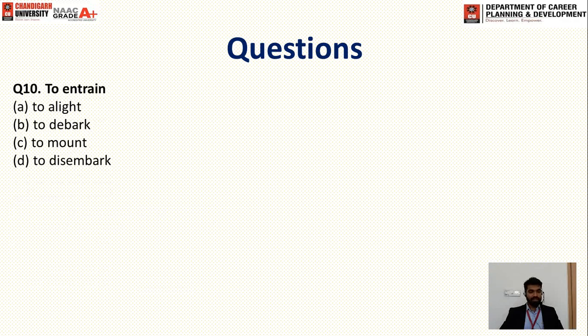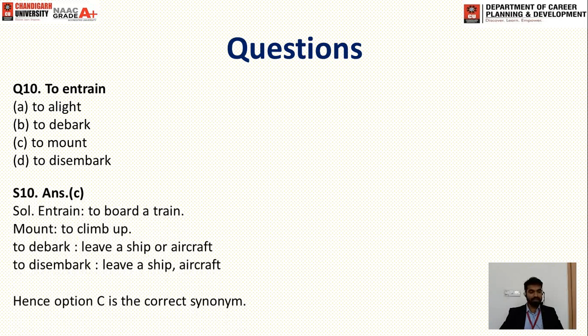Question number 10 is entrain. The options are to alight, to debark, to mount, to disembark. The correct answer is option C, to mount. Entrain is to board a train, mount is to climb up. Debark and disembark have the same meaning, to leave a ship or aircraft. So option C is the correct synonym. These were your 10 synonyms.